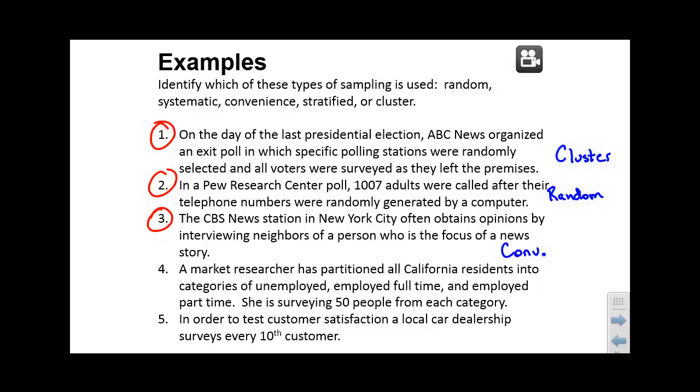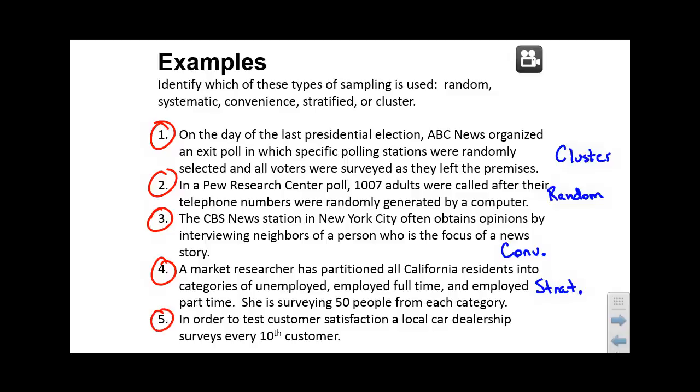Number 4, a market researcher has partitioned all California residents in the categories of unemployed, employed full-time, and employed part-time. She is surveying 50 people from each category. Okay, so again, we have groups here: unemployed, full-time, part-time. And then surveying 50 from each group. That makes this stratified sampling. So that number 4 is stratified.